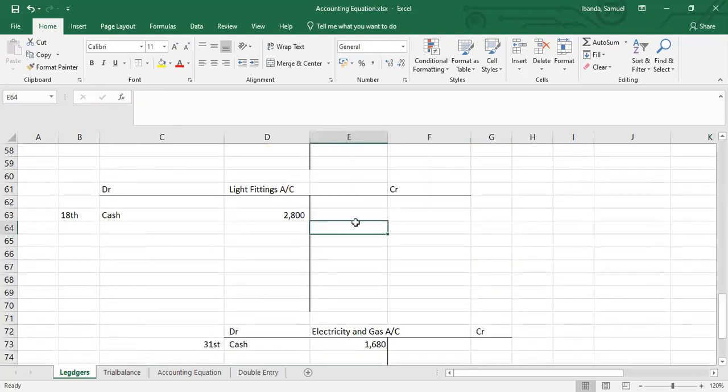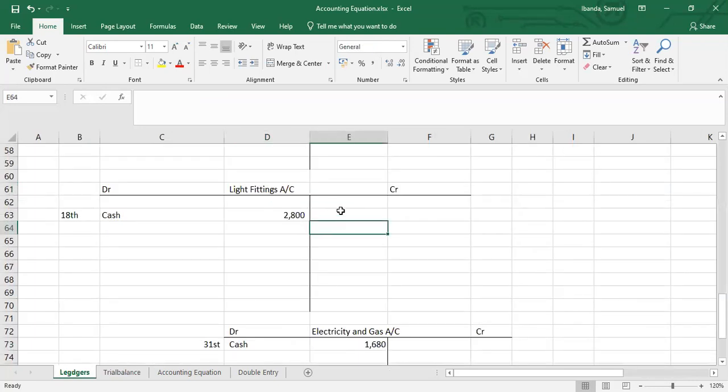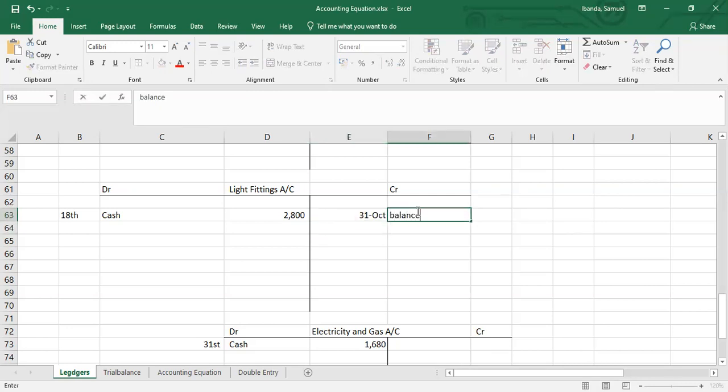Then light fittings. When you balance off this light fittings account, like the way we've just been doing here, this will be balance carried down, 800.